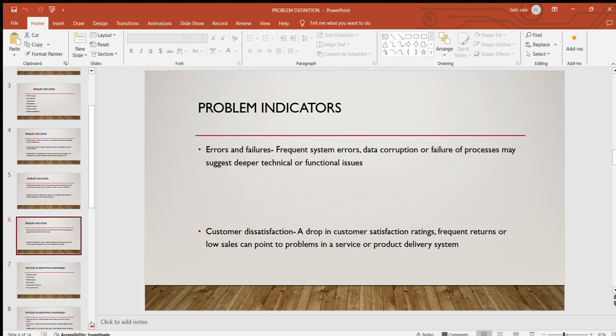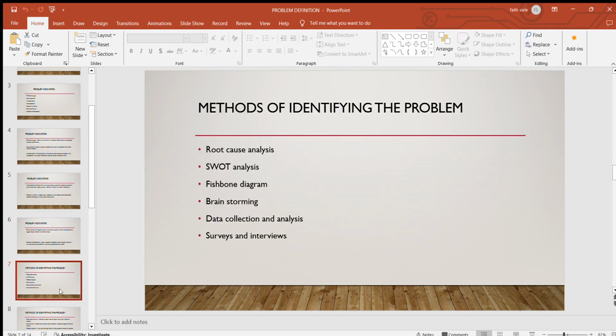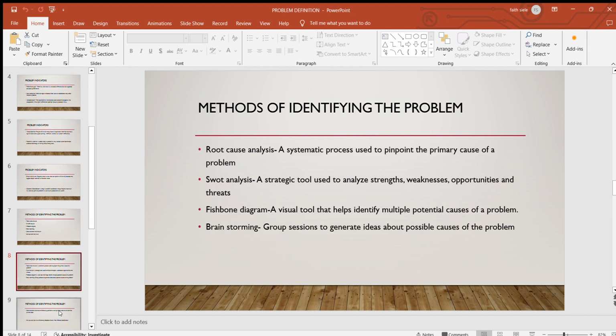There are also methods of identifying these problem indicators. What are some of the methods of identifying the problem? So number one, we have the root cause analysis. We also have the SWOT analysis. We have the fishbone diagram. We also have brainstorming, data collection and analysis. We also have surveys and interviews. Let us look at them one by one and also see what they all refer to.